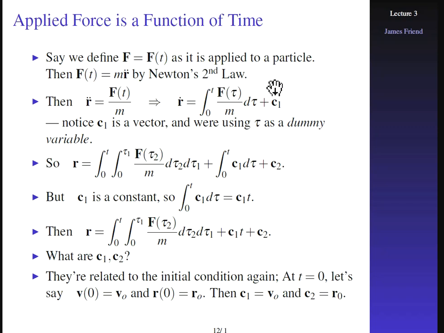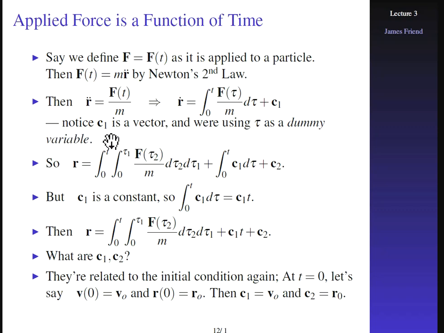We also end up with a constant. Notice that this is still a vector. It's a vector constant. Remember, this is a vector equation. When you integrate a vector equation like this with respect to time, you end up with a vector constant. It's not a scalar constant. Always remember that if you have a vector on the left, you always have to have vectors in every term on the right-hand side.